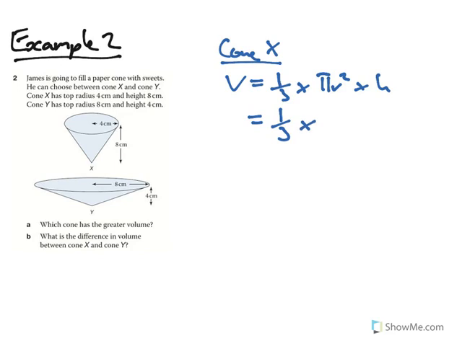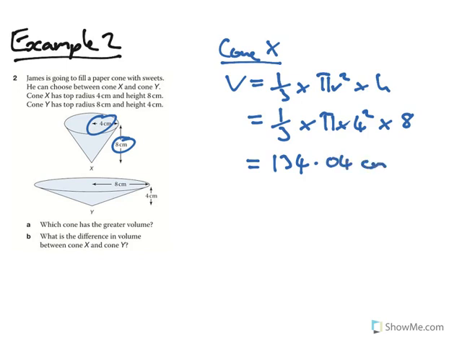So we've got a third times pi times the radius, which is 4, so that's times 4 squared, times the height, which is 8. Okay, so I need to put that into my calculator. When I put that in my calculator, all together I get 134.04 centimetres cubed. Centimetres cubed because it's a volume.